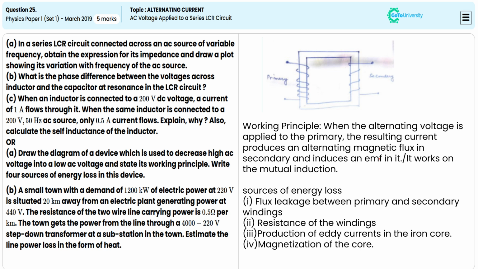Part B: a small town with a demand of 1200 kilowatt of electric power at 220 volts is situated 20 km away from the electric plant, generating power at 440 volts. The resistance of the two-wire line carrying power is 0.5 ohm per kilometer. The town gets the power from the line through a 4000-220 V step-down transformer at a substation in the town. Estimate the line power loss in the form of heat.